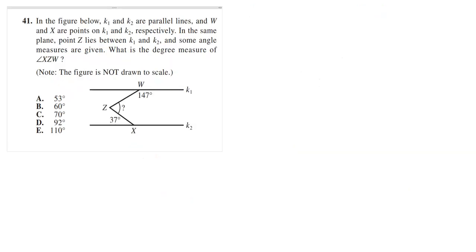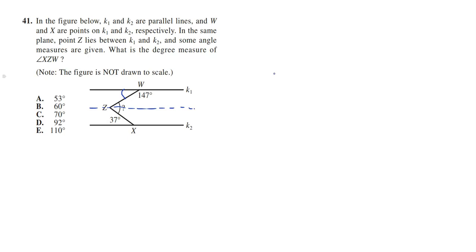Next question. In the figure below, K1 and K2 are parallel lines and W and X are points on K1 and K2. In the same plane, point Z lies between K1 and K2 and some angle measures are given. What is the degree measure of angle XZW? So what we're going to do here is first find this angle right here, because this right here, let's draw a dotted line. This is a common type of ACT question. Once you've seen a few of them, you'll get what they're really getting at.